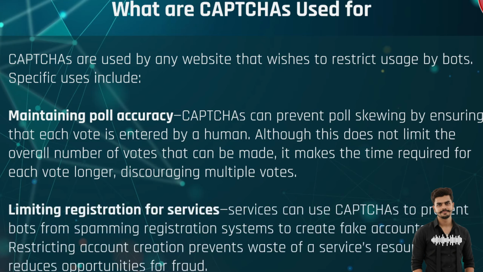Limiting registration for services: services can use CAPTCHAs to prevent bots from spamming the registration system to create fake accounts. Restricting account creation prevents a waste of services' resources and reduces opportunity for fraud. You might see a lot of CAPTCHAs on the login page. Once CAPTCHAs are on the login page, you can't use automation tools, I mean bots, in order to create fake accounts. Normally, you can automate the registration process, right?